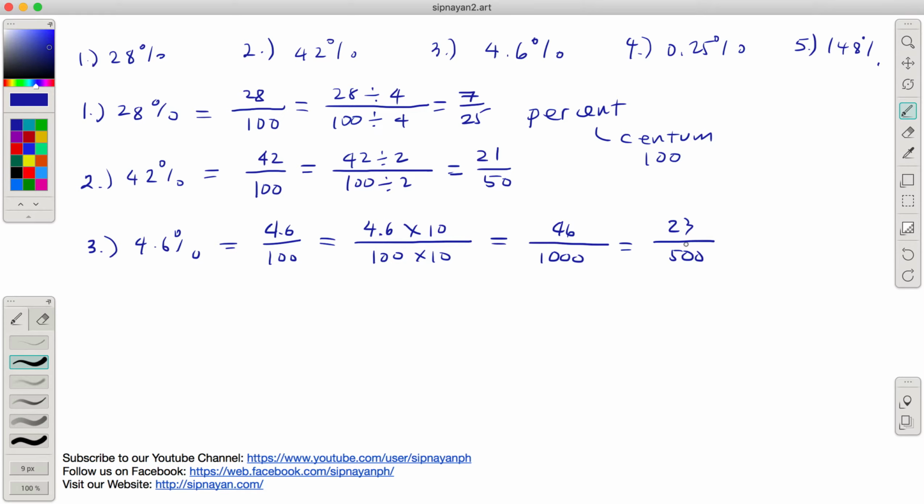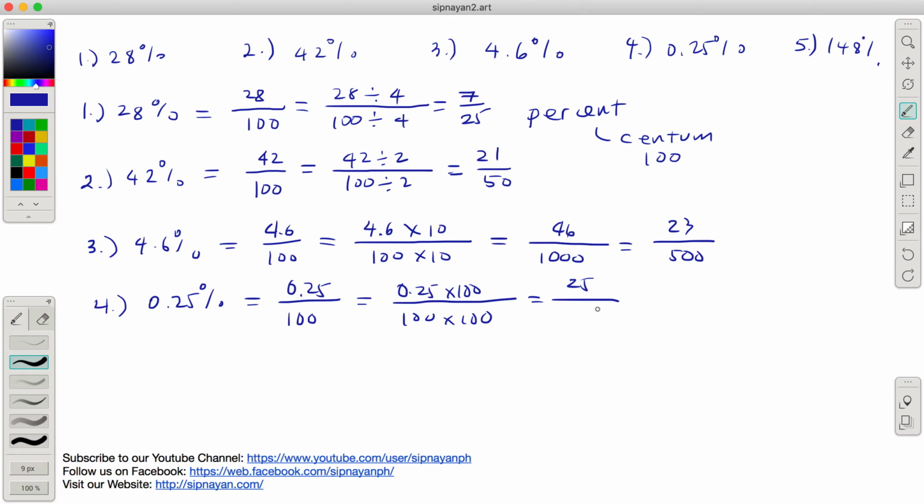Makaisip pa ba kayo ng pwedeng i-divide para ma-lowest terms natin? So, number 4, we have 0.25%. So, this is equal to 0.25 over 100. And again, hindi pwede to. So, 0.25 times 100 kasi dalawa yung decimal numbers natin. And we have 100 times 100, which is equal to 25 over 10,000.